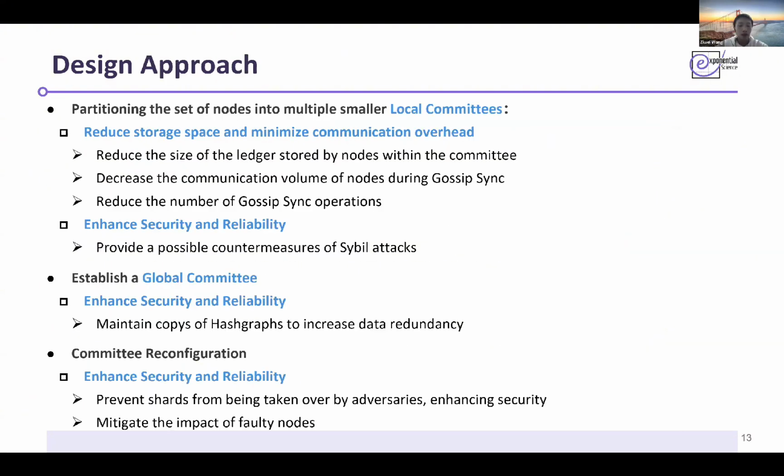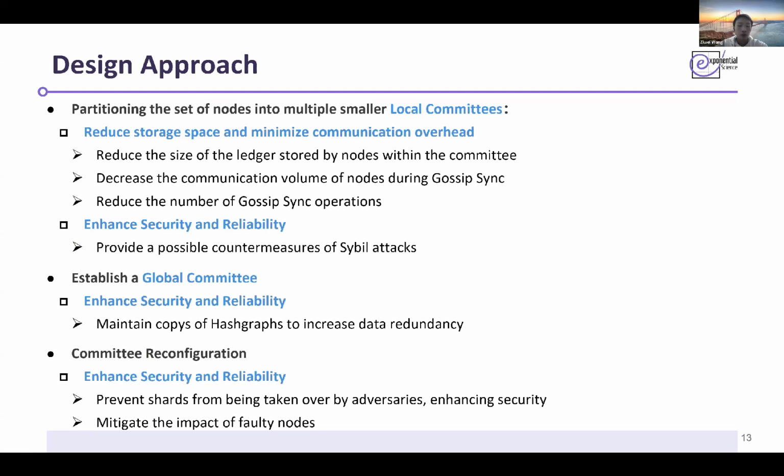The solution is designed with the following approaches to achieve the goals mentioned earlier. First, by dividing the network load into multiple small local committees, we can reduce the size of the hashgraph stored by each committee member. This also minimizes the communication volume and frequency between committee members. Additionally, randomly assigning committees helps enhance security, making it harder for adversaries to execute attacks like cyber attacks.